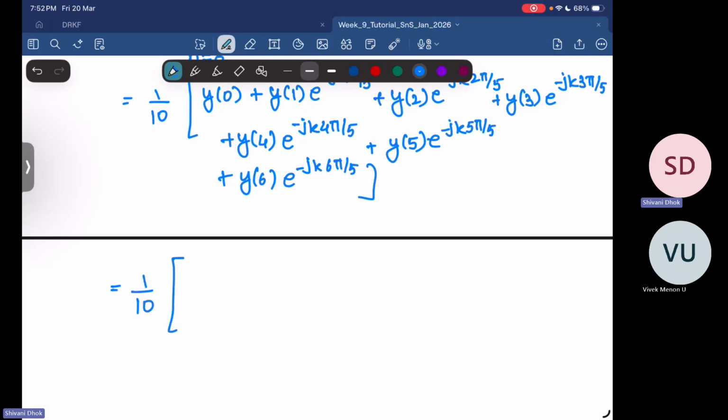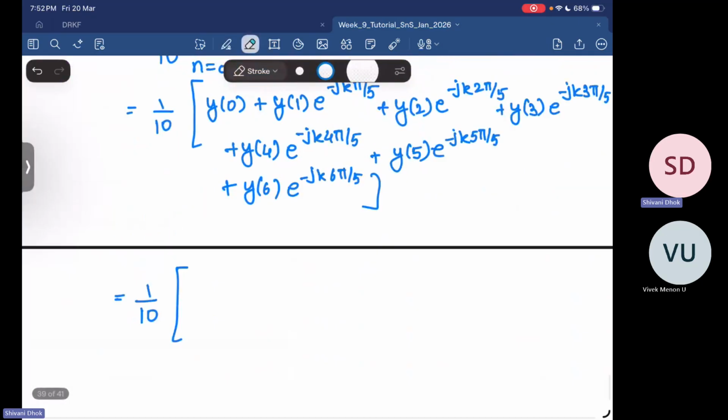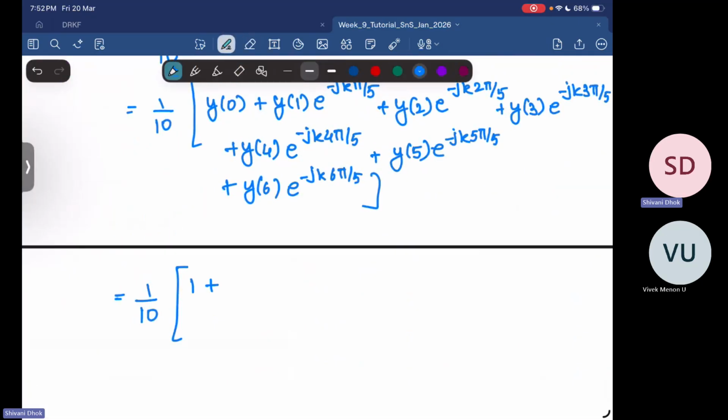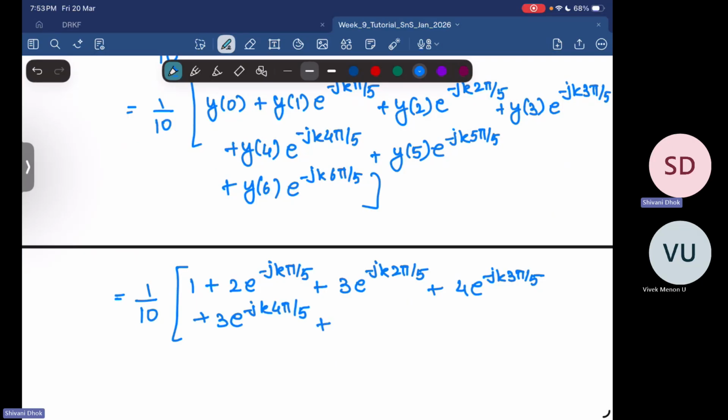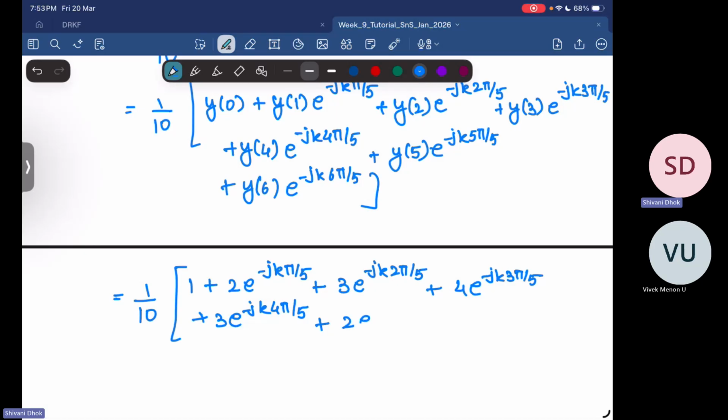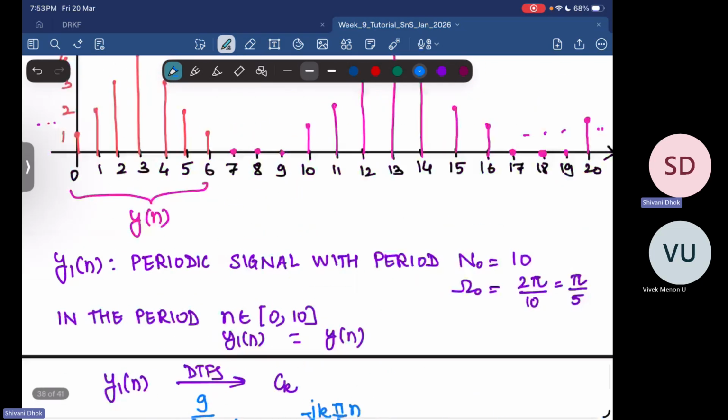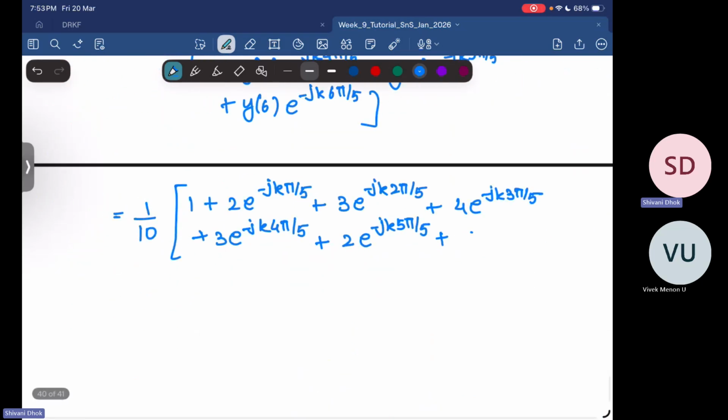This is 1 by 10. So y of 0 is 1, so this becomes 1 plus y of 1 is 2 into e power minus j k pi by 5. y of 2 is 3 into e power minus j k 2 pi by 5. y of 3 is 4 into e power minus j k 3 pi by 5. y of 4 is again 3 into e power minus j k 4 pi by 5 plus y of 5 is 2, 2 into e power minus j k 5 pi by 5 plus y of 6 is again 1, so e power minus j k 6 pi by 5.